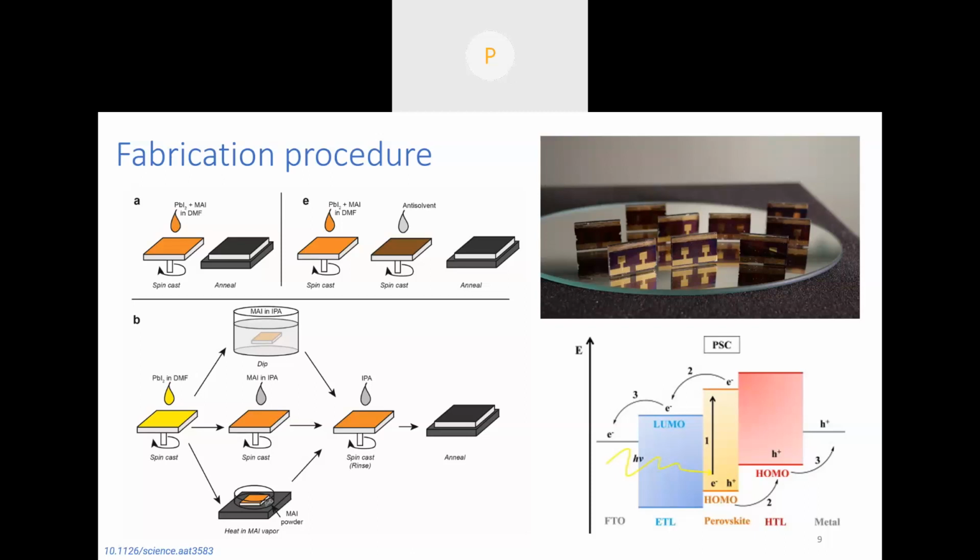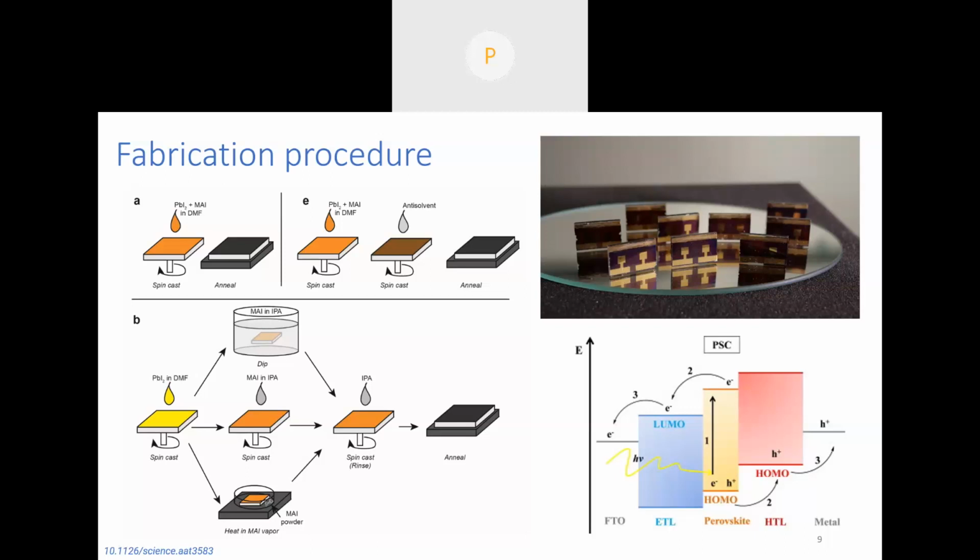After that, you coat MAI in any of the ways you want, either by dipping in an IPA solution, or you can spin coat it. Another method is to just heat it in MAI vapors. Methylammonium gas can also be used, and then you can further use an anti-solvent during spin coating for a shiny film and a better interface.